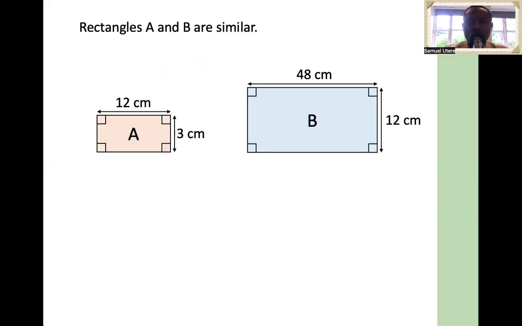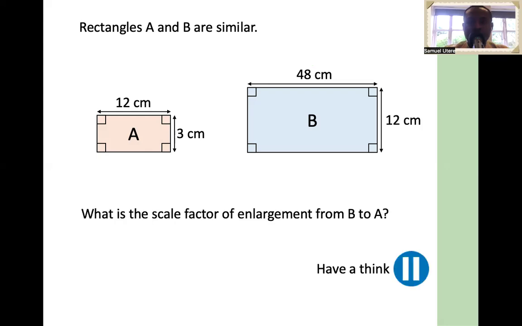Let's look at another example. Rectangles A and B are similar. What is the scale factor of enlargement from B to A? Notice how we have changed the language. To get from B to A, if we multiplied by 4 to get from A to B, what would we be doing to get from B to A? We are making things smaller this time. That number is to divide by 4.